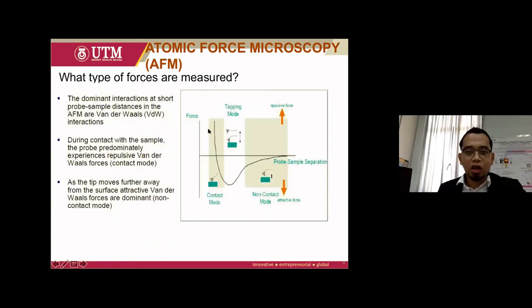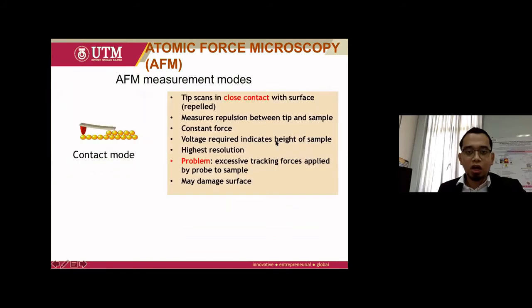Okay, so as mentioned, there are three types of mode available. One is the contact mode, one is the tapping mode. Tapping mode means that you pinch the sample. Non-contact mode is indirect contact, based on the van der Waals forces. How are we going to differentiate between these modes? The close contact usually has a repulsion, and it measures the repulsion between the tip and the sample, and it needs to apply a constant force, and that might damage the surface of your structures when you have an excessive force.